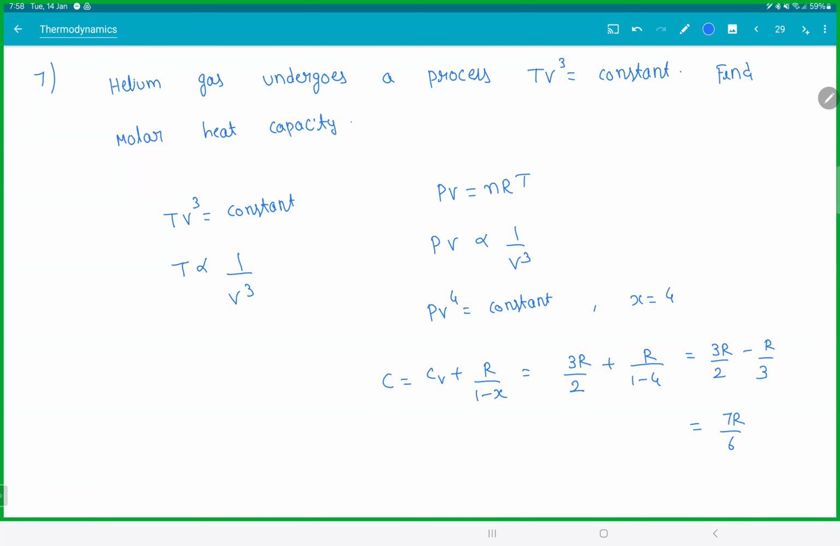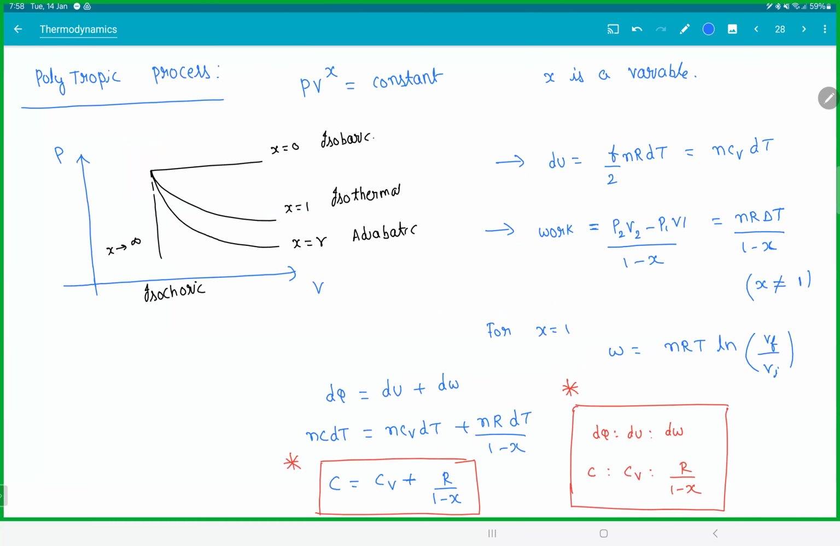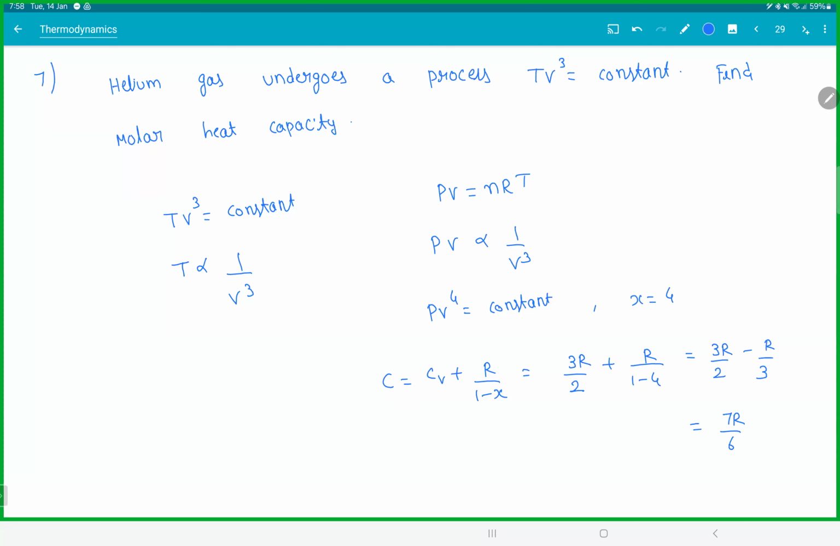It looks easy because you know this formula. If you don't know this, it is a monster. So you convert that into PV power, this thing, and finish it off. These are polytropic processes.